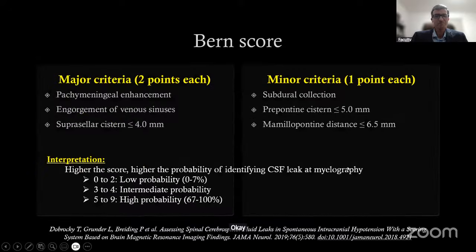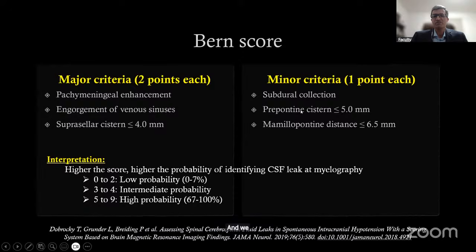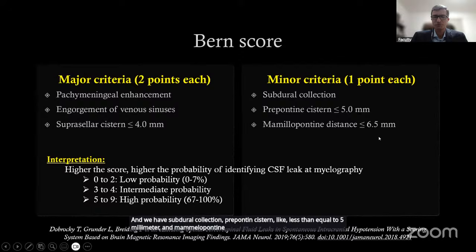Okay. So what does this include? It has major criteria, which carry 2 points each, and minor criteria, which have 1 point each. Major criteria include pachymeningeal enhancement, engorgement of venous sinuses, and suprasellar cistern less than or equal to 4 millimeters. And you have subdural collection, prepontine cistern less than or equal to 5 millimeters, and mammillopontine distance less than or equal to 6.5 millimeters as minor criteria.